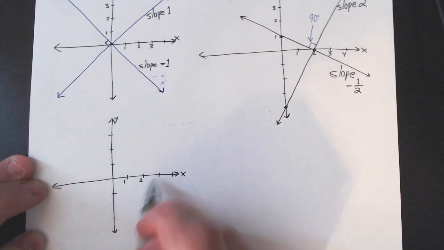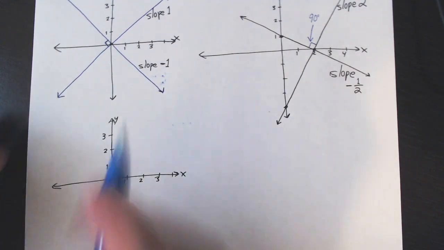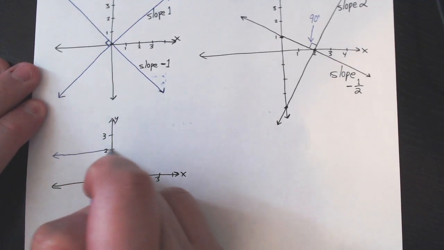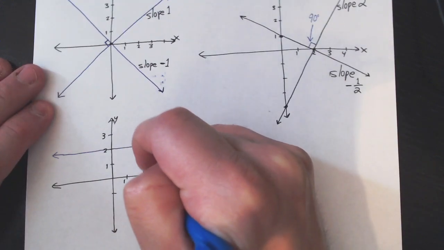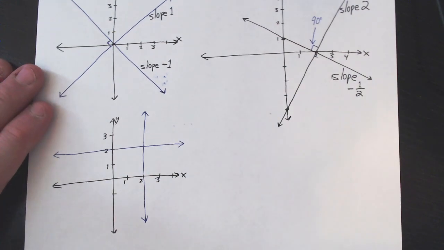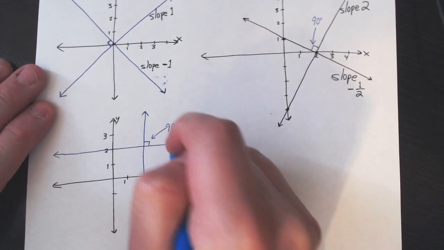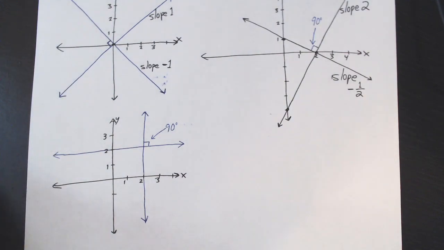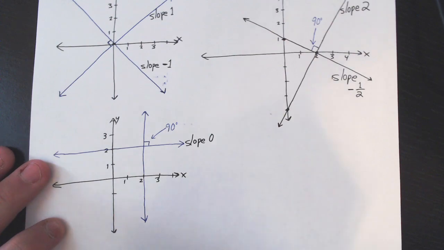One other case is, what if the lines are horizontal and vertical? So I'm going to do this horizontal line here and this vertical line here. Look at that. That horizontal line and that vertical line, they look like they intersect at a 90-degree angle. So yes, they are perpendicular to each other. Can we say anything about the slope of these two lines? Well, the horizontal one has a slope of 0. We know that for horizontal lines. The vertical one has a slope undefined.